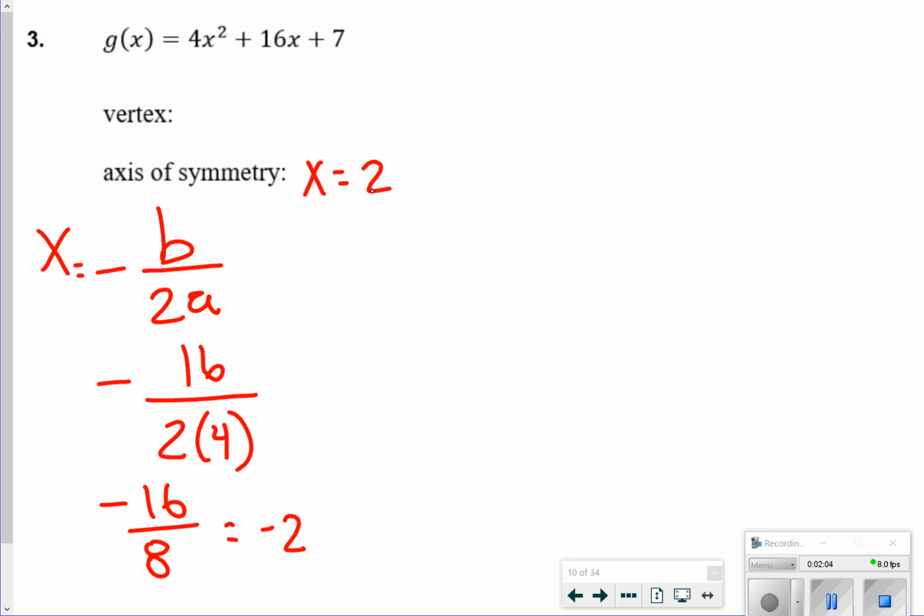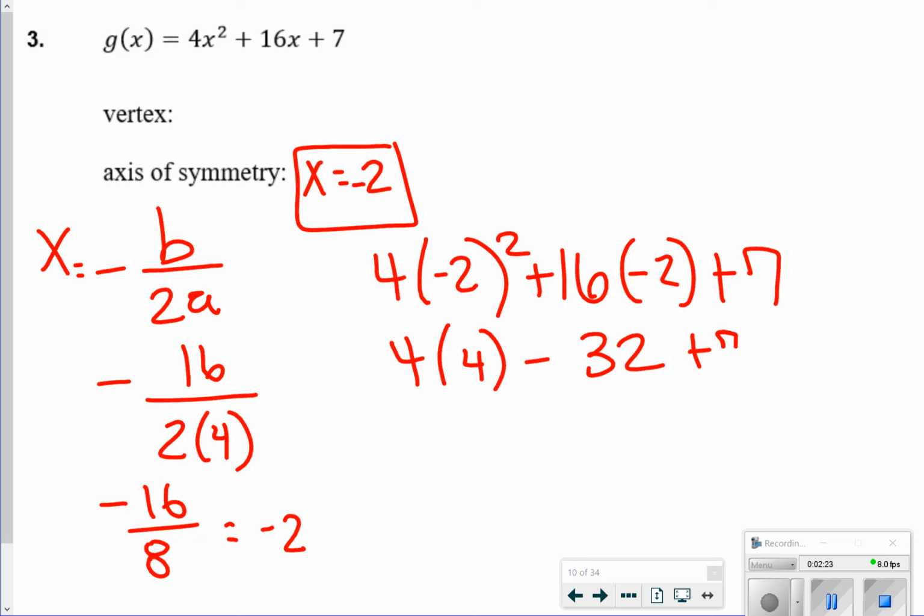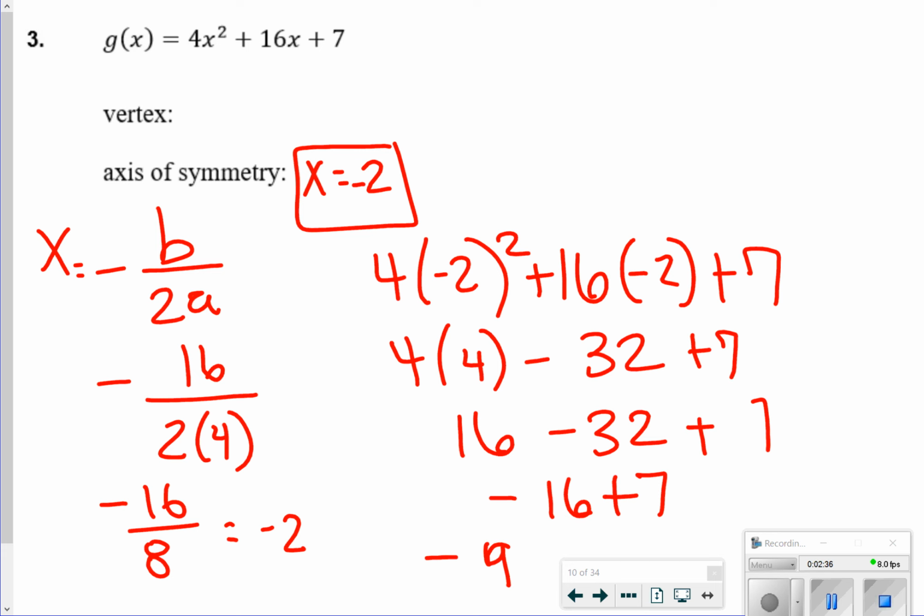And again, I'm going to plug in my x value and solve for y. So I would have 4(-2) squared plus 16 times -2 plus 7. That's going to give me basically 4 times 4 minus 32 plus 7. So it'd be 16 minus 32, just working left to right now with PEMDAS, and then I'd get -16 plus 7, which is equal to -9. So my vertex is (-2, -9).